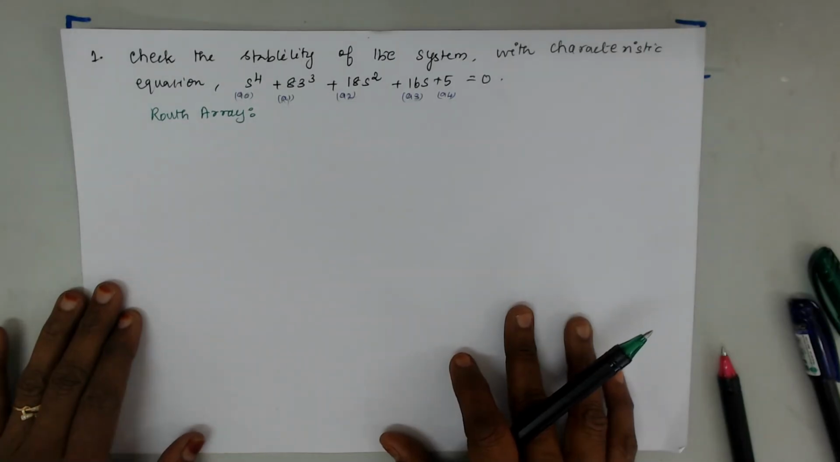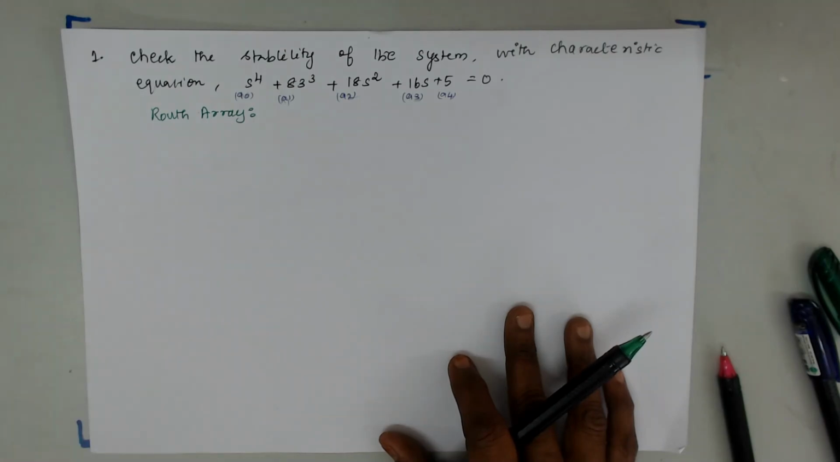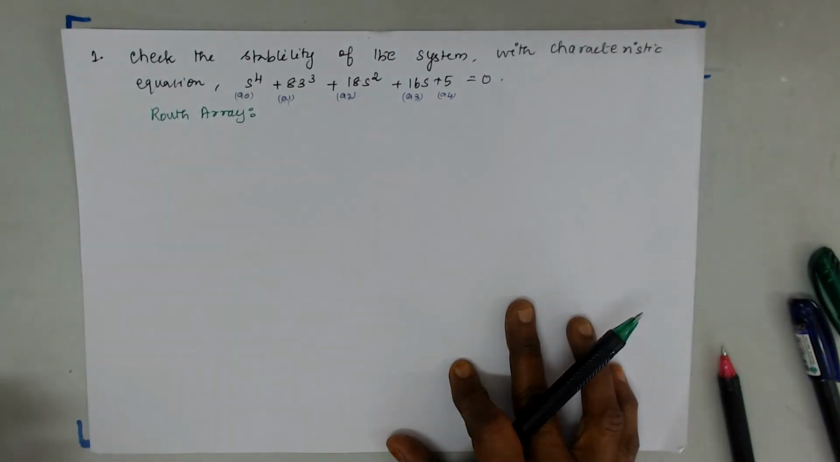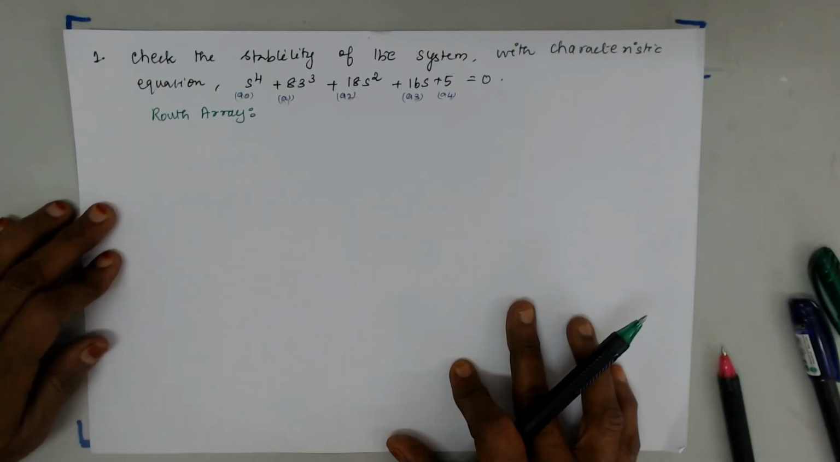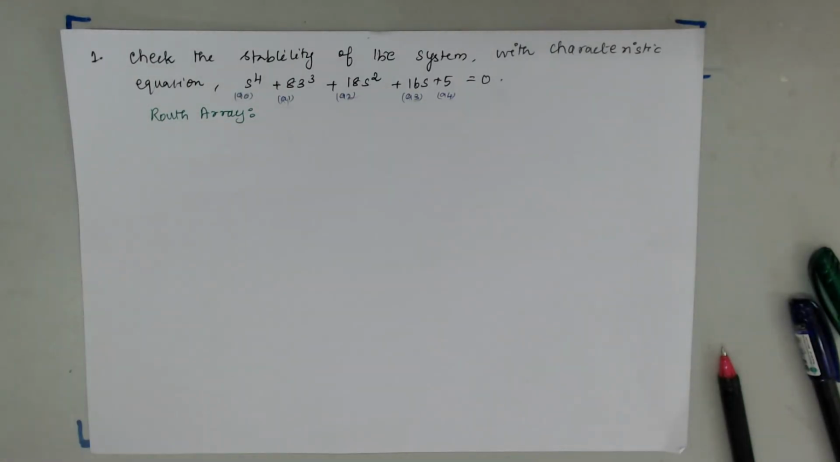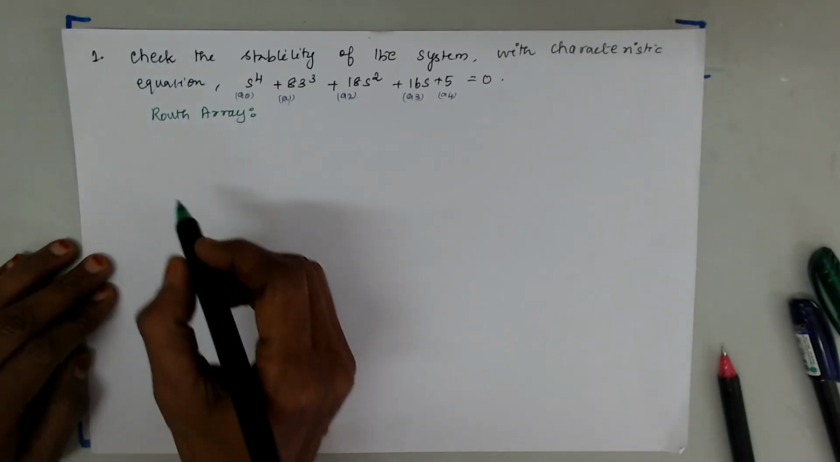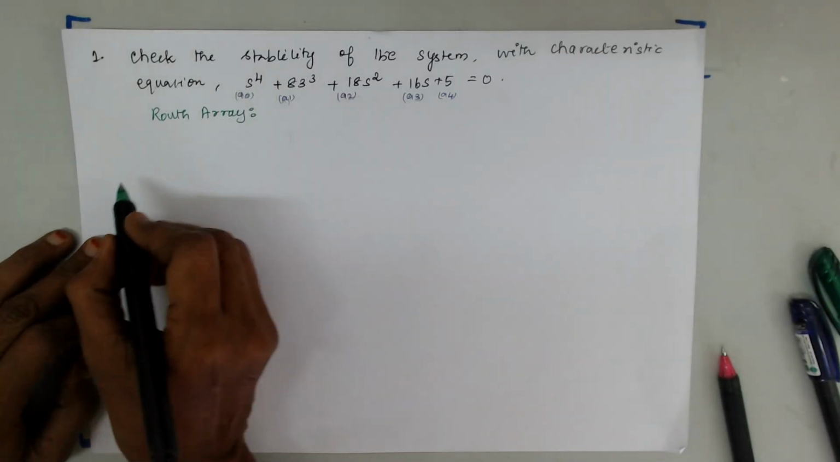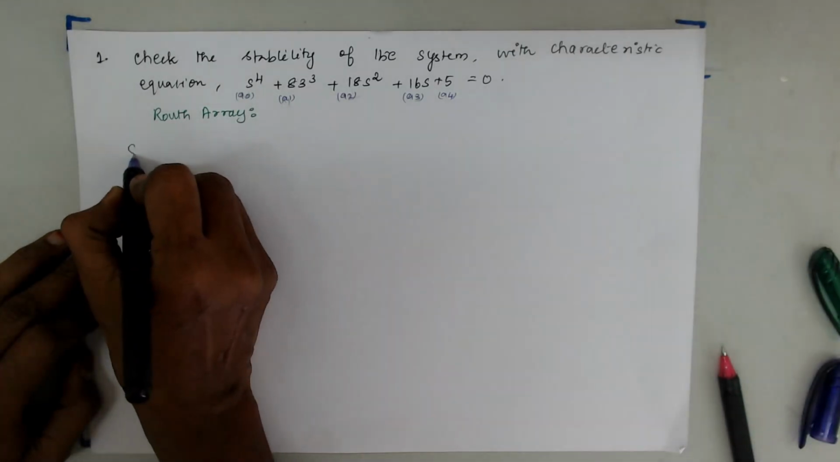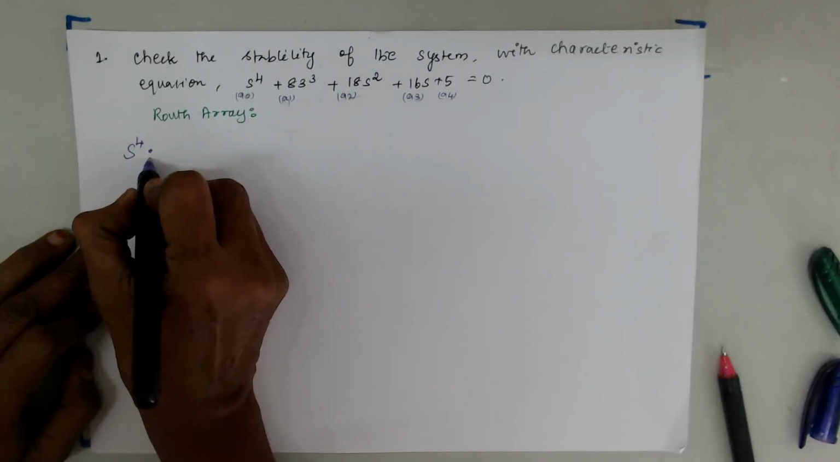So we will take up a problem here. Check the stability of the system with the characteristic equation given: s power 4 plus 8s cube plus 18s square plus 16s plus 5 is equal to 0. Now we will construct the Routh array. The Routh array is constructed first by taking the highest power of s as the first row. We have the highest power of s as s4.